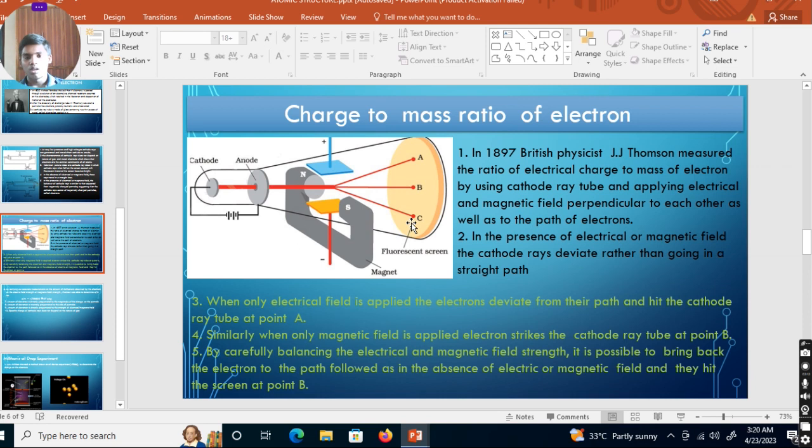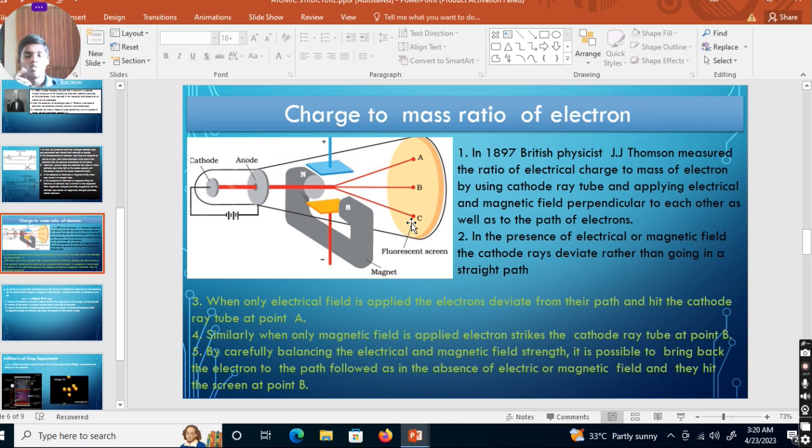Now, how did he calculate? Is it possible without balancing both fields? How did he calculate? He balanced both the electrical and magnetic field. Without balancing, we cannot calculate the charge to mass ratio of the electron. So, by carefully balancing the electrical and magnetic field strengths, it is possible to bring the electron back to the path followed in the absence of electrical or magnetic field, and they hit the screen at point B.